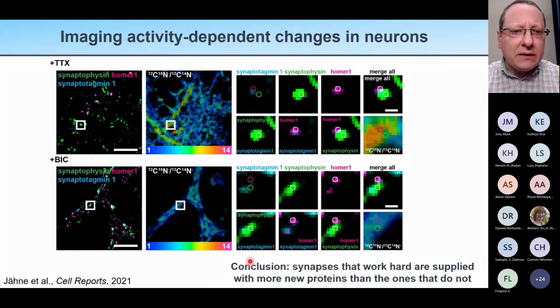So other things, you could put all sorts of drugs. We put here tetrodotoxin, bicuculline, drugs that change synaptic function and the potential of using vesicles. Did a lot of stainings, correlated a lot of things with the turnover ratio, again, using 15N and 14N. And here, the conclusion, I don't want to waste your time with all sorts of details, but the conclusion was that synapses that work hard get new proteins pumped into them. So if you're a synapse and if you're working hard, you receive more new proteins than a synapse that works less hard.